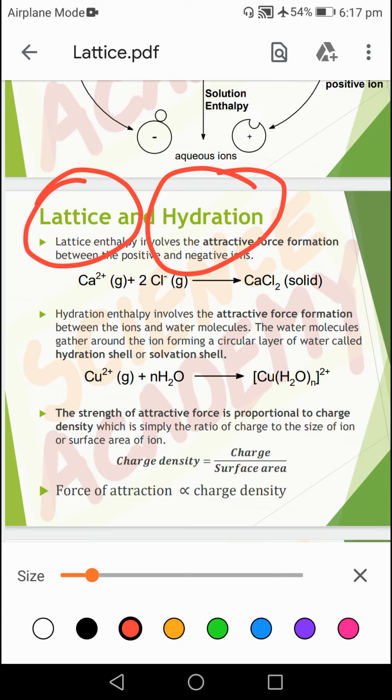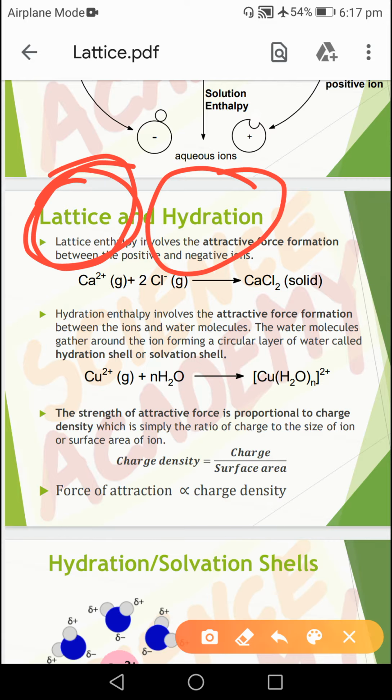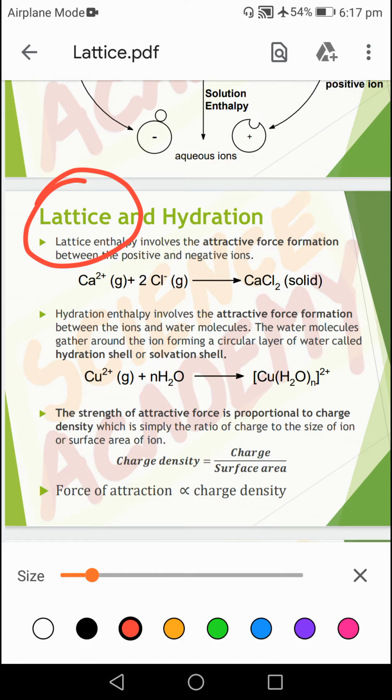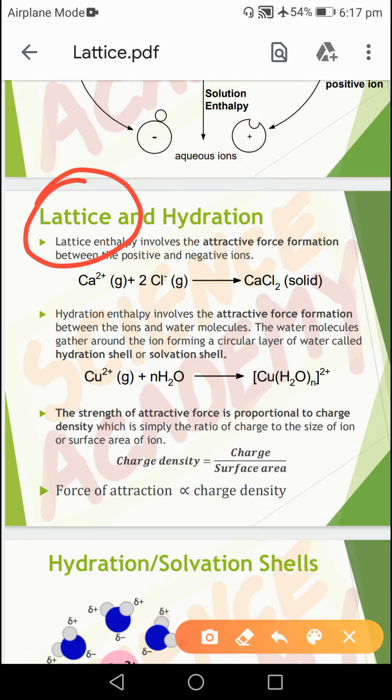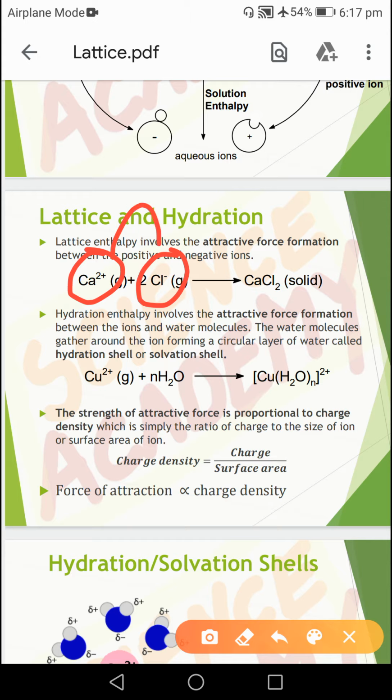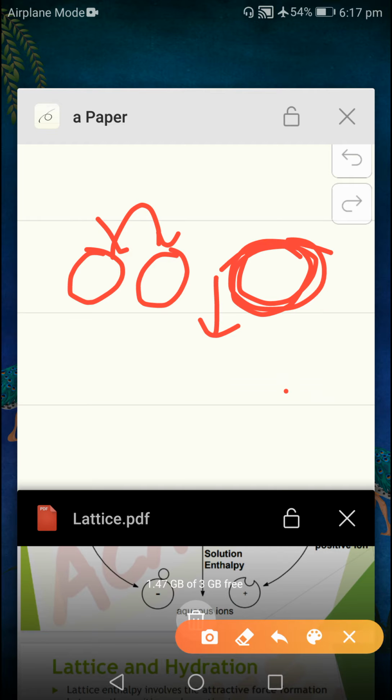Okay, so look, when a solid lattice is formed, what happens is that this is a positive ion, this is a negative ion, so they attract each other to form a strong electrostatic force of attraction, forming an ionic solid. That means energy is given out, or energy must be given out.